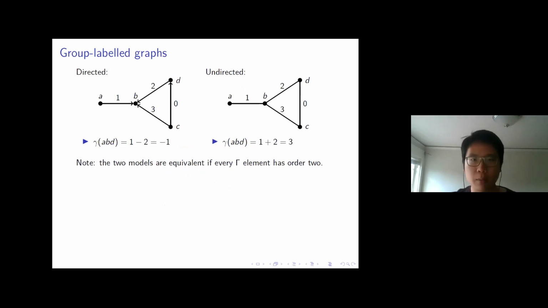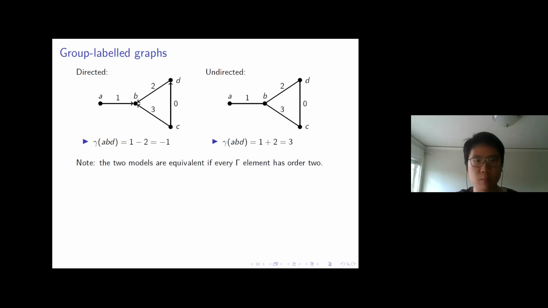So in this talk, we'll be talking about 2 different models of group labeled graphs. So a group labeled graph generally is just a graph with its edges labeled by some elements from a group. And there are 2 models, the undirected model and the directed model. And the only difference between the 2 models is that when we calculate the weight of a path, in the undirected model, you just add up all the weights of the edges in the path. But in the directed model, you care about the orientation.